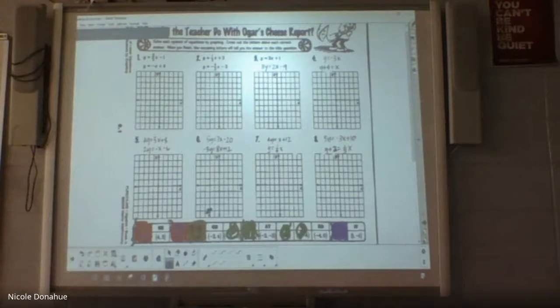So you divide by 5 here, so that's -4, and you go up 7 over 5. Then you divide this one by -3. So you start at -4.